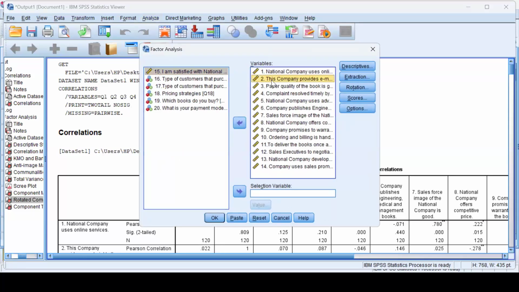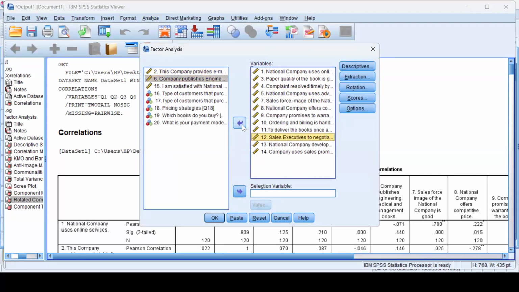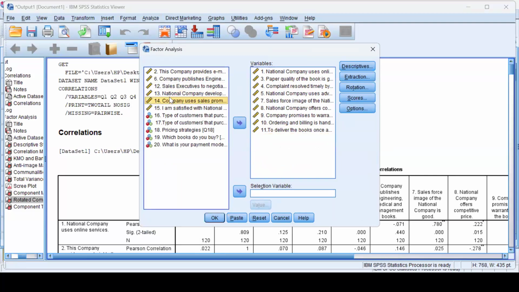देखिए, we will delete item number 2 because this item's communality value is less than 0.5. And then the question number 6, measures of sampling adequacy was less. The question number 12, it was not correlated. Question number 3 and question number 14, तो टोटल 1 2 3 4 5 क्वेश्चन हमने हटा दिए, 5 क्वेश्चन, we have only 9 questions.